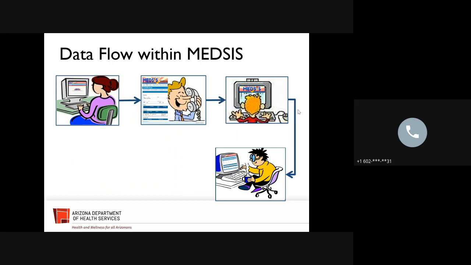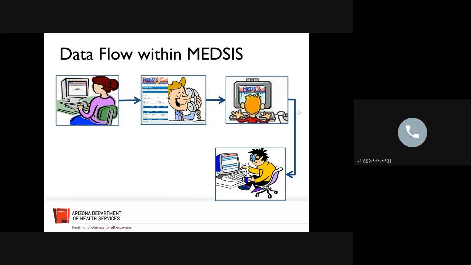Once the case is submitted, ADHS will review the case and add any additional information that we receive. Either an additional lab will automatically attach to those cases, or additional information, like what the surveillance team has been doing, batch updating race, ethnicity, and hospitalization information back into MEDSIS. So we at ADHS continue to update these cases.